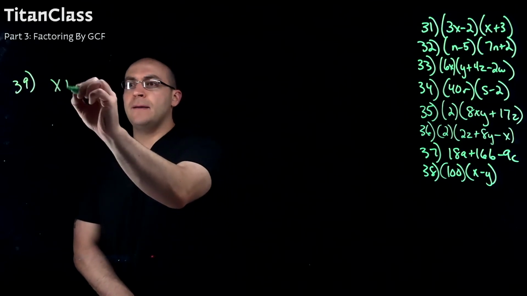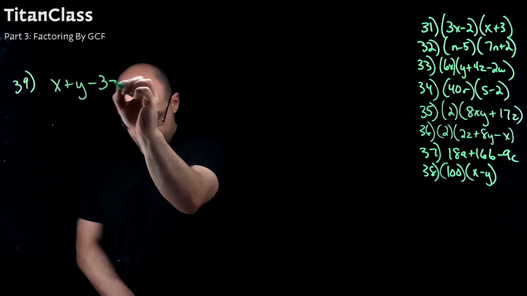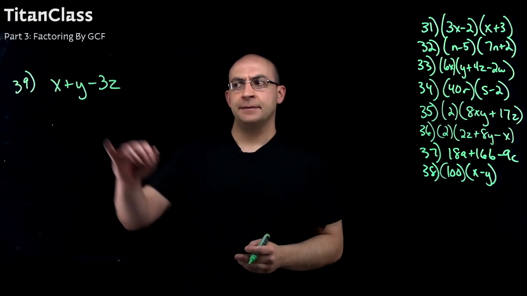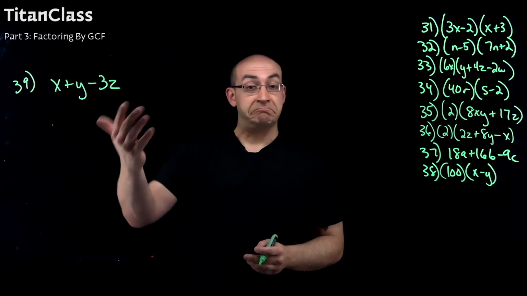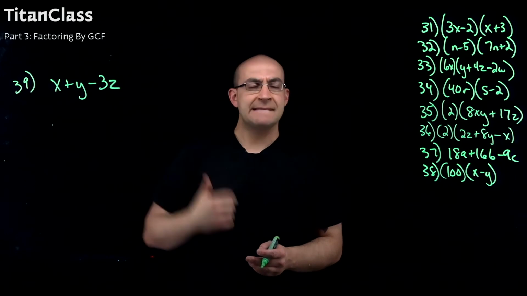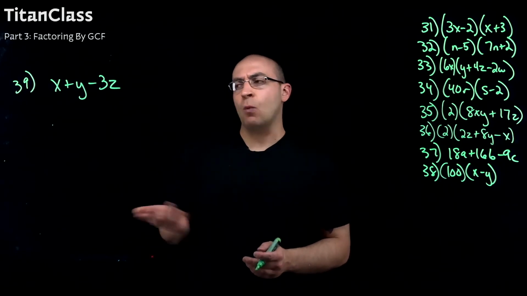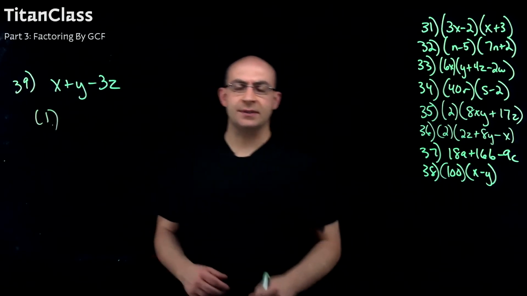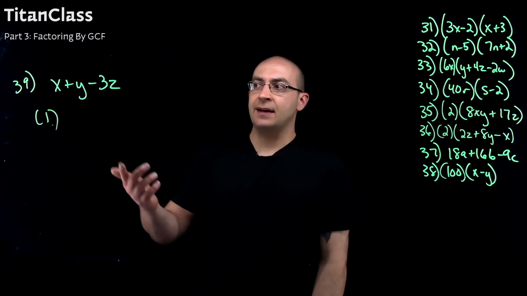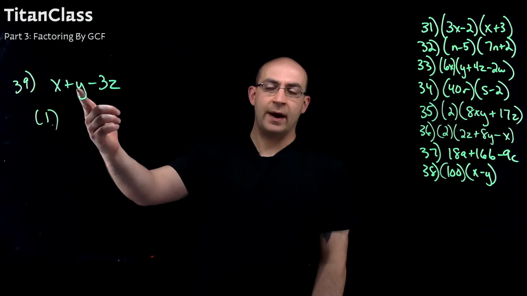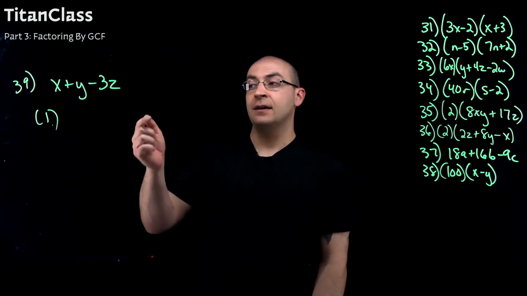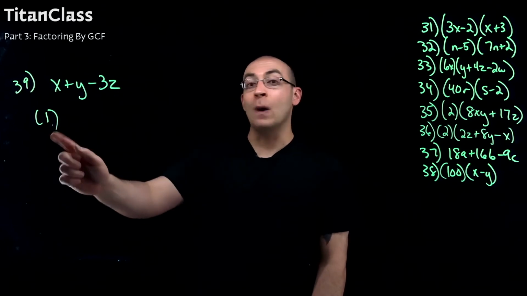X plus y minus 3z. X, y, z. No variable in common. 1, 1, negative 3. So the question is, how come I don't take a 1 out and put it in parentheses? Well, I don't have to do that ever. And the reason is the same as we know this is 1x and this is 1y. I don't have to rewrite that 1. I don't have to rewrite it by taking it out or factoring it out when it's alone.